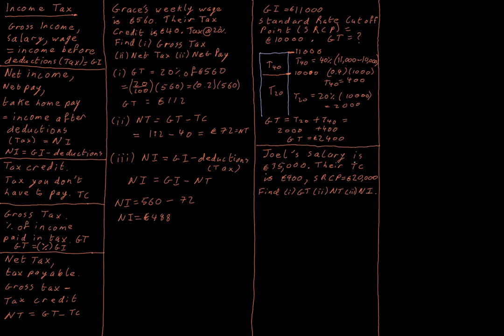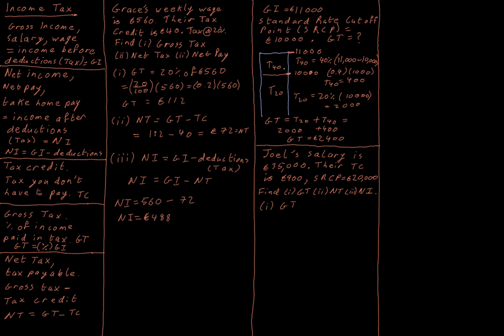Joel's salary, that means yearly income, is 35,000. Their tax credit is 900 euro. Their standard rate cutoff point is 20,000 euro. Find the gross tax, the net tax, and the net income. So let's get our gross tax. And we now know that this is going to be a little bit more complicated than it was before, because the first 20,000 of Joel's income is going to get charged at 20% tax, and the last 15,000, so from 20,000 up to the 35,000, is going to get charged at 40% tax.